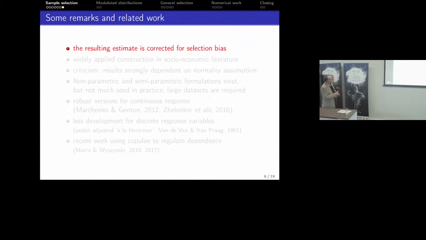Some remarks. Using this likelihood, we adjust essentially the original normal density as a likelihood function, so that the inference we draw is actually bias corrected. And this technique is widely applied in socioeconomic literature. If you search the literature for Heckman model, selection model, you find several hundred, possibly thousands.